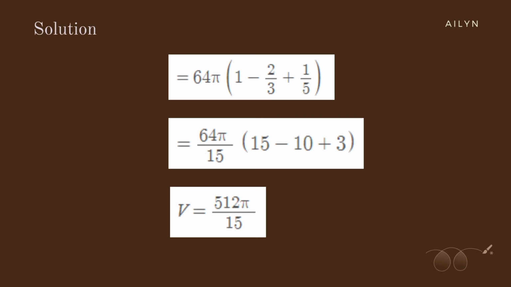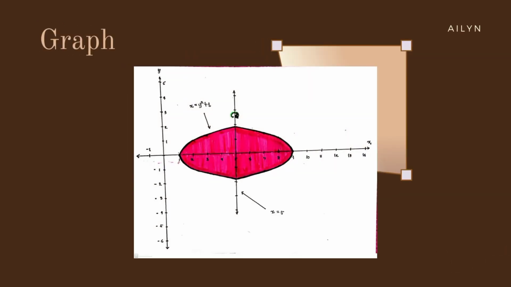pi over 15. So this is the graph of the disk formed by the line x equals 5 and the two graphs.